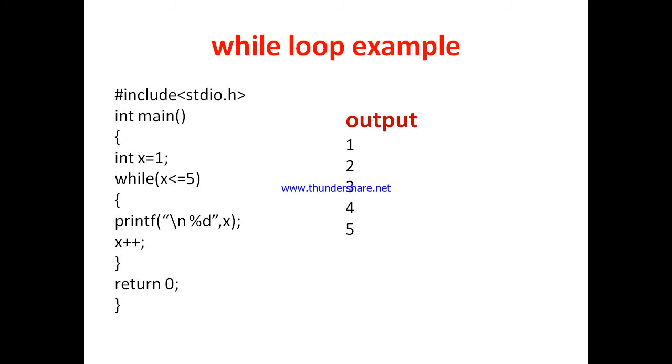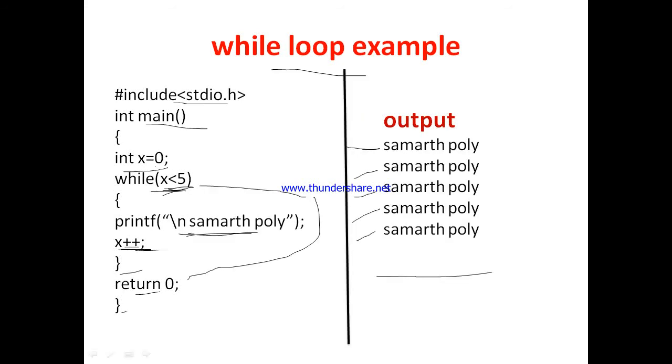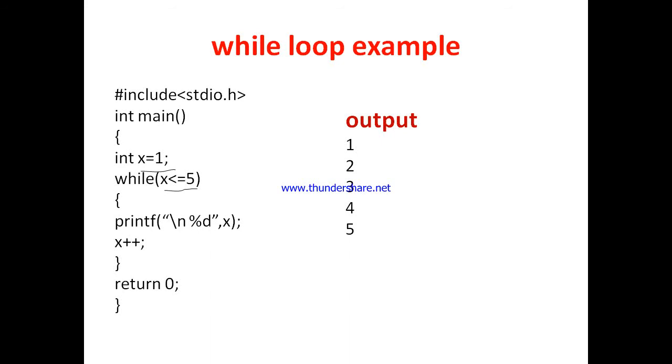Now, same program as before, but here x is initialized to 1 and the test condition is x less than or equal to 5. That means here also the loop is executed 5 times, but here x starts with 1. In the previous program x started with 0 and the test condition was x less than 5. Now in this program x is initialized with 1 and the test condition is x less than or equal to 5. That means this loop is executed 5 times.